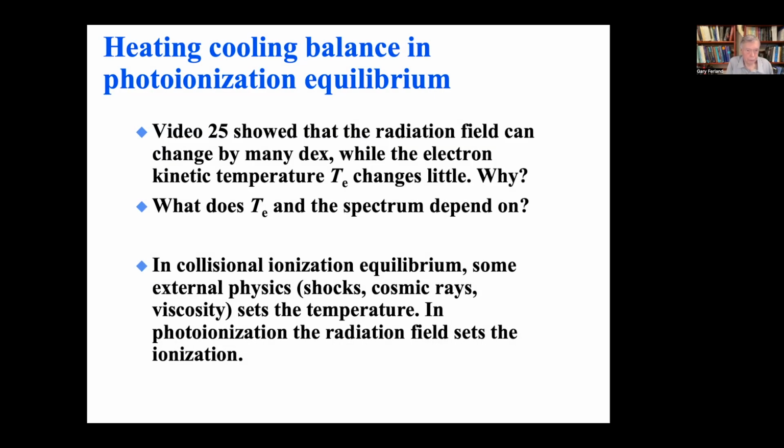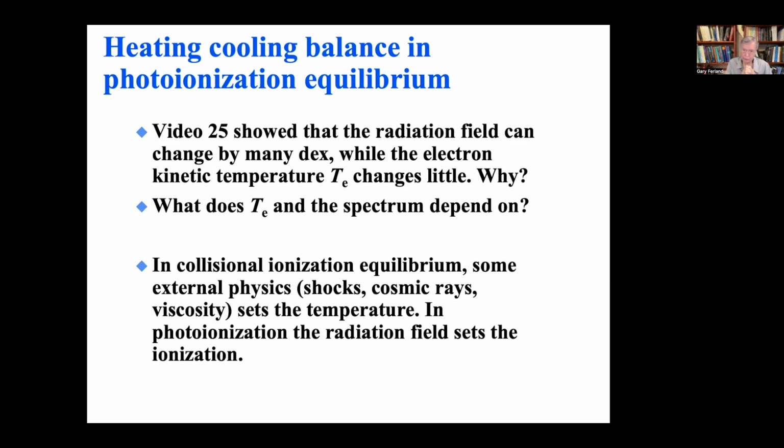We've been talking about electron temperature, gas kinetic temperature, off and on. Let's start thinking about the equilibrium that establishes what that temperature is. In video 25, we showed that in varying the ionization parameter, the radiation field went up and down by many, many orders of magnitude. But the temperature of the gas, the kinetic temperature, didn't change much at all.